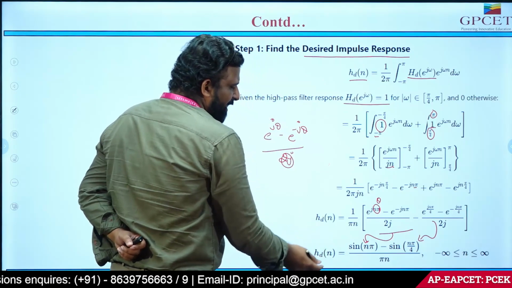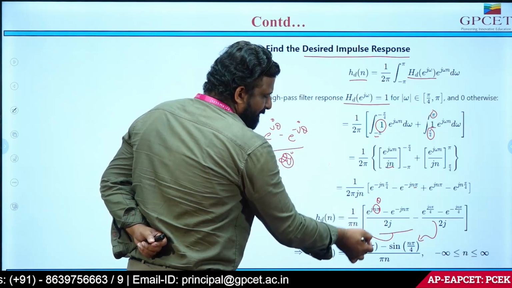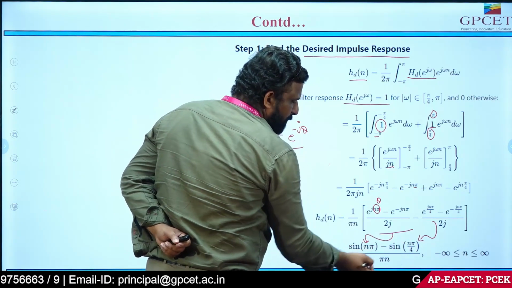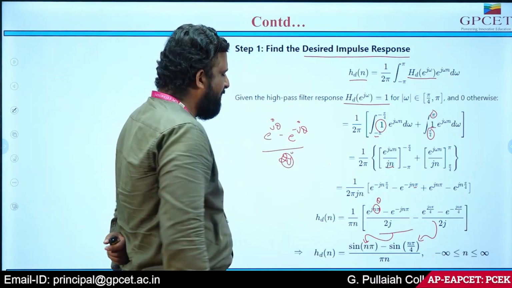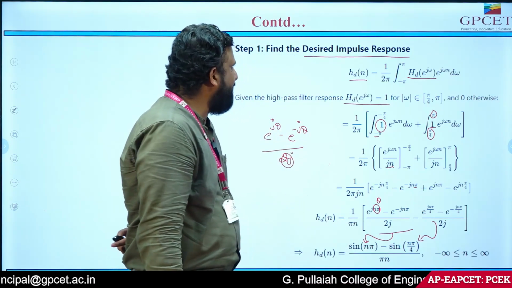What is hd(n)? What I got here is (sin nπ minus sin(nπ/4)) divided by πn. So this is the desired impulse response which we derived in the first step.